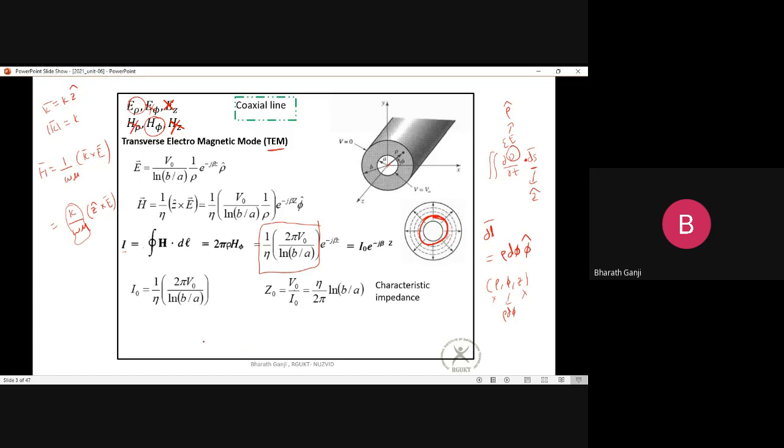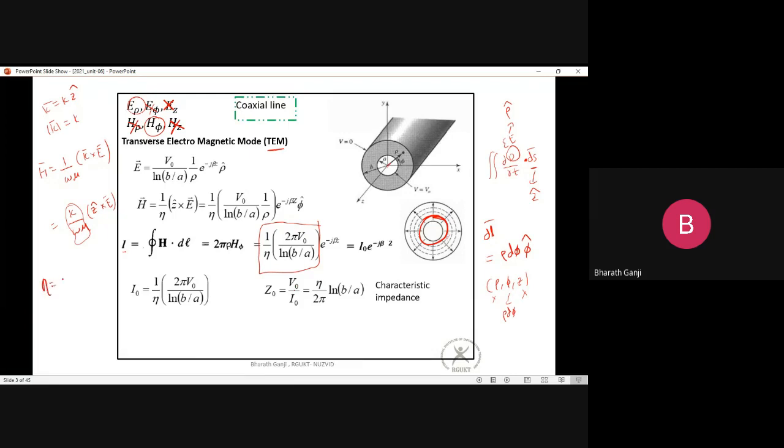Let me write this characteristic impedance here. This is a transverse electromagnetic wave, so the characteristic impedance is eta. What is eta?